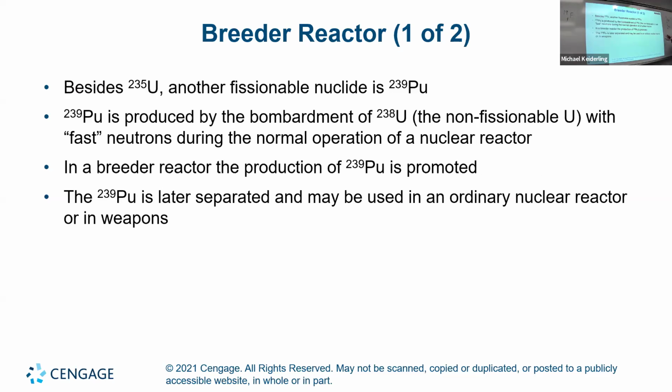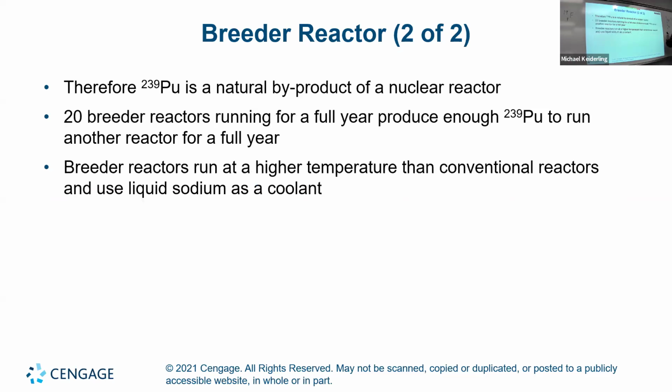But there are also a number of things that are produced in breeder reactors that are useful outputs that we use in medicine and other things. But plutonium-239 is a natural byproduct of a nuclear reactor. And 20 breeder reactors running for a full year produce enough plutonium-239 to run another reactor for a full year. Breeder reactors run at a higher temperature than conventional reactors, and they use liquid sodium as a coolant. There are various new designs for reactors that use liquid sodium or liquid salts for coolants as well.